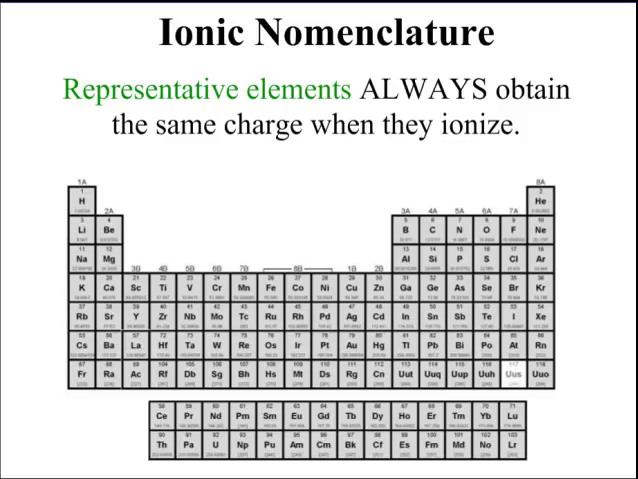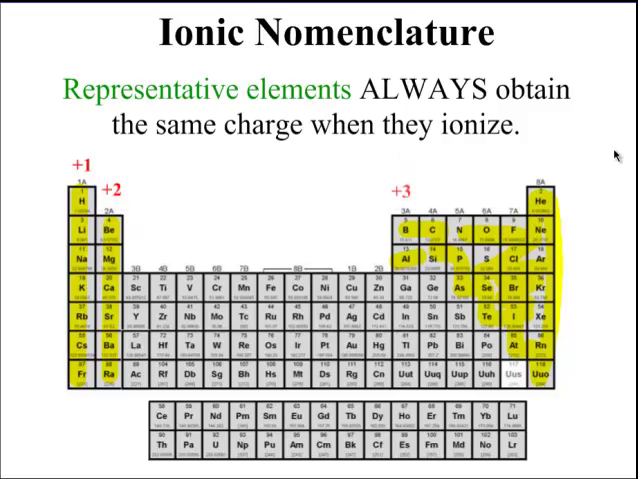Remember that the representative elements always obtain the same charge when they ionize. Make sure you remember which elements are the representative elements. That's everything in column 1, everything in column 2, everything to the right of the stair step, as well as the element aluminum. You have to be able to tell the charge of these elements entirely based on their location on the periodic table. The elements in column 1 always become +1 ions, column 2 +2, column 3 +3.